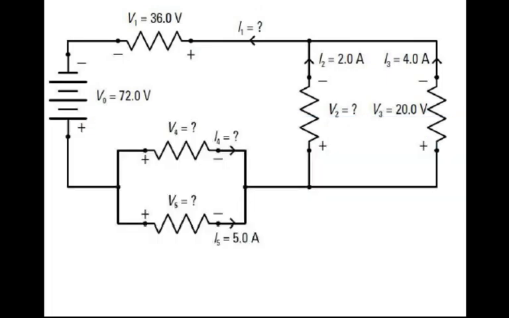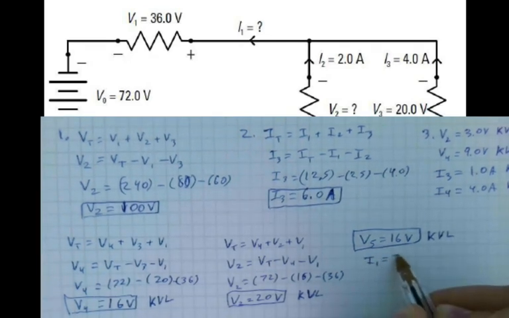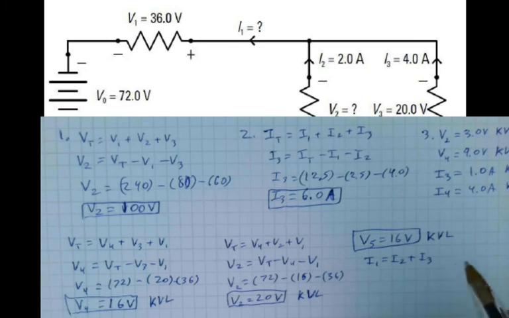Now let's analyze the current. Let's look at a branch here. We know that 5 amps went through this branch, but we don't know how many amps went through that branch. We know that there is 2 amps through this branch and 4 amps through this branch. So they would meet at this junction to be 6. So I1 is equal to I2 plus I3, because the 2 branches that go into the junction that I1 is coming out of have to be equal.